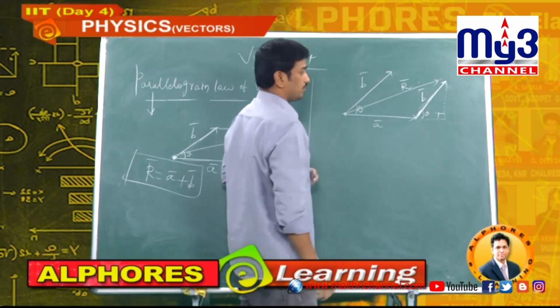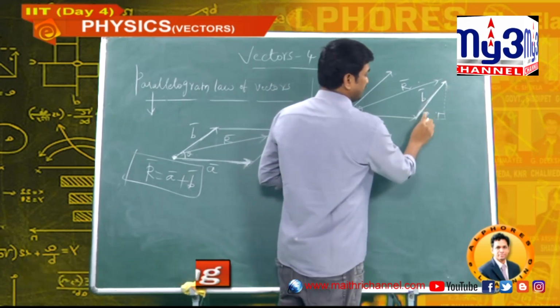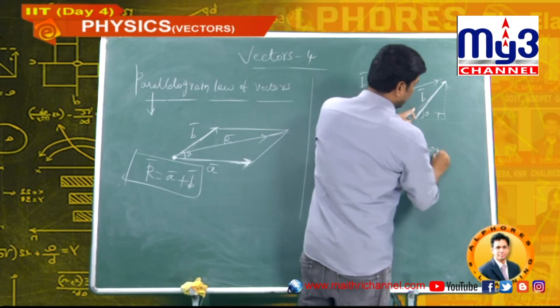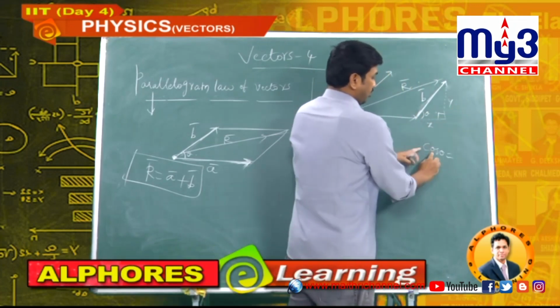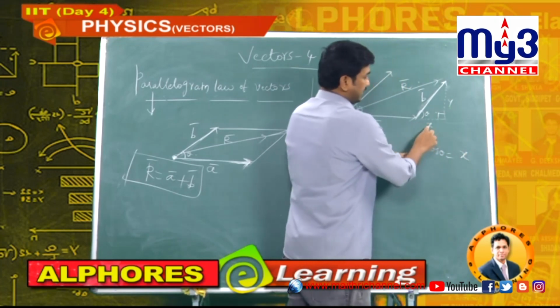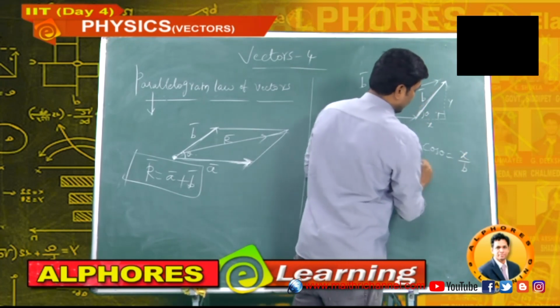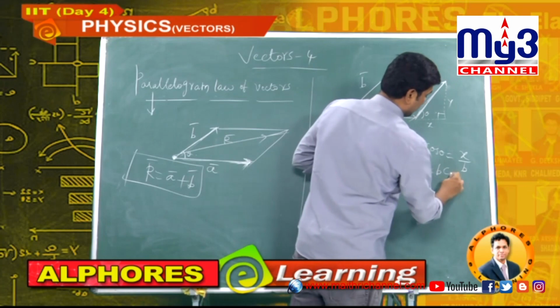Right angle triangle, with B and theta. What is cos theta? Let this be x, this be y. Cos theta is equal to adjacent side by hypotenuse. What is x? B cos theta.